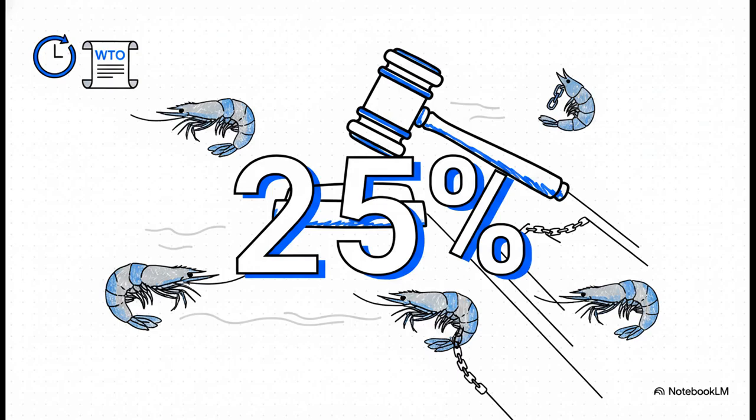Because of this agonizingly slow implementation, let's fast forward a full decade to 2026. Despite winning at the WTO all those years ago, major Vietnamese shrimp companies were still facing high cash deposit rates of around 25% in the U.S. market. The legacy of those initial accounting methods casts a very, very long shadow.